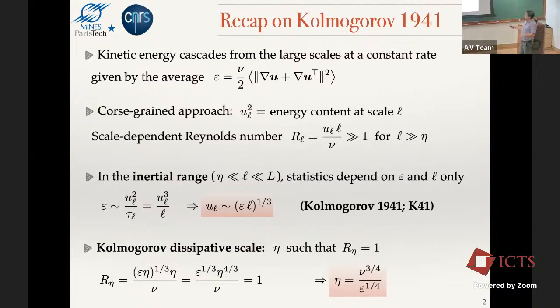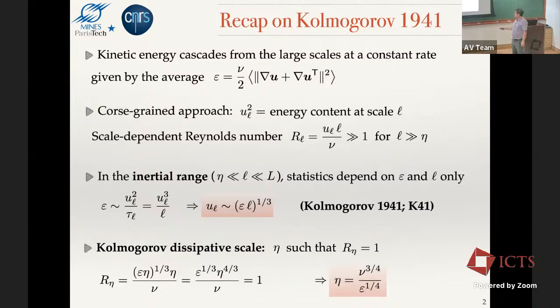The essence of what we said is that the statistics only depend on the transfer rate, or the dissipation rate, and on the scale at which we are observing our velocities. Through a dimensional argument, this leads to the typical velocity scaling like epsilon times L to the power 1/3. So this is the Kolmogorov 1941 approach.